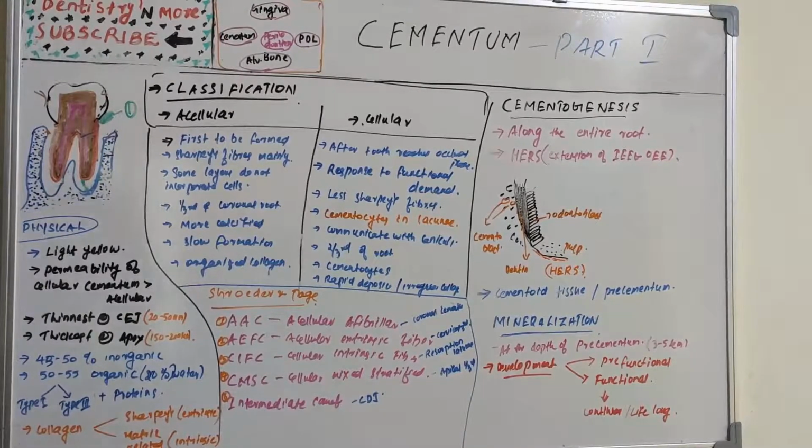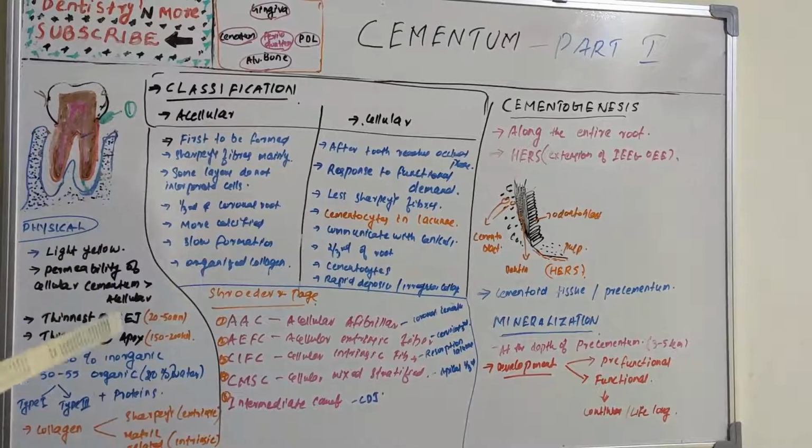Now let's see the composition. On a dry weight basis, we can say 45 to 50% is inorganic substances, which consists of basically calcium and phosphorus in the form of hydroxyapatite crystals, that is the inorganic portion, whereas 50 to 55% is organic material and water.